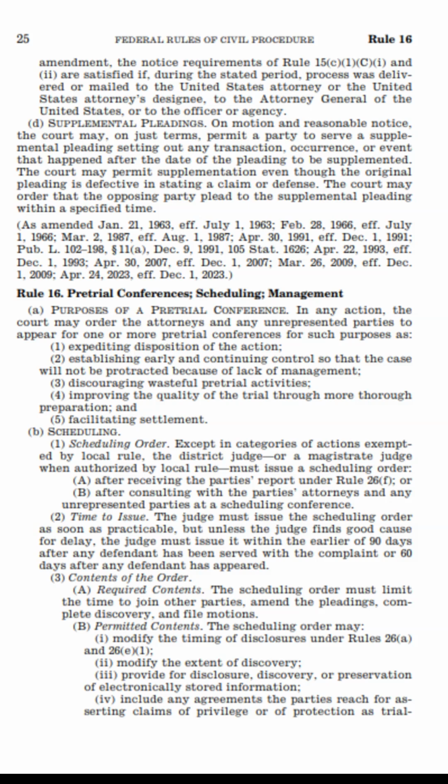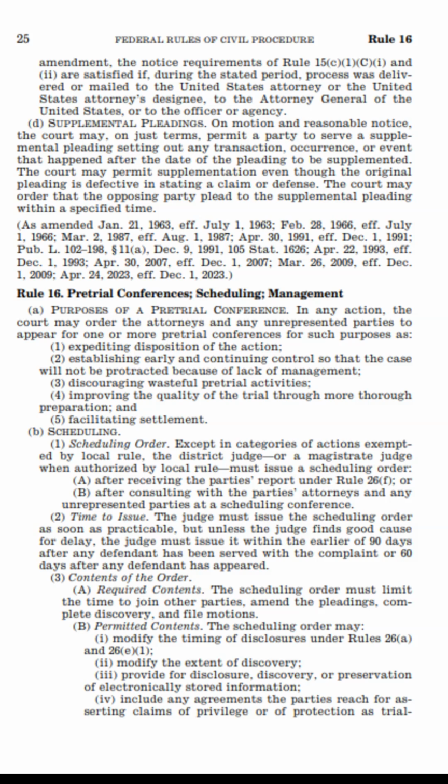B. Scheduling. 1. Scheduling order. Except in categories of actions exempted by local rule, the district judge, or a magistrate judge when authorized by local rule, must issue a scheduling order. A. After receiving the parties' report under Rule 26(f), or B. After consulting with the parties' attorneys and any unrepresented parties at a scheduling conference. 2. Time to issue.